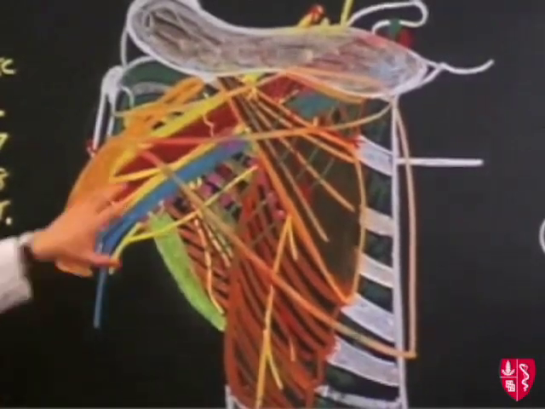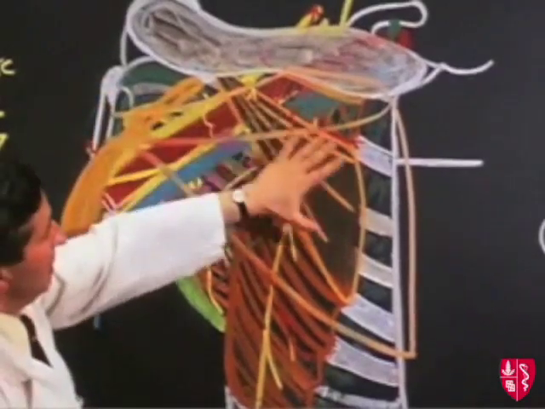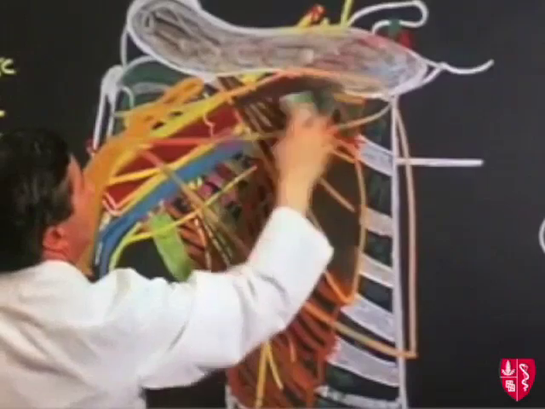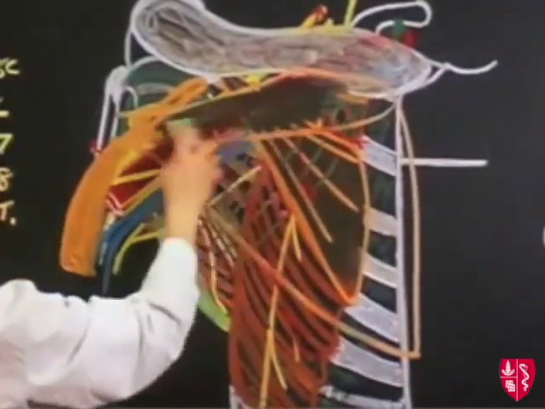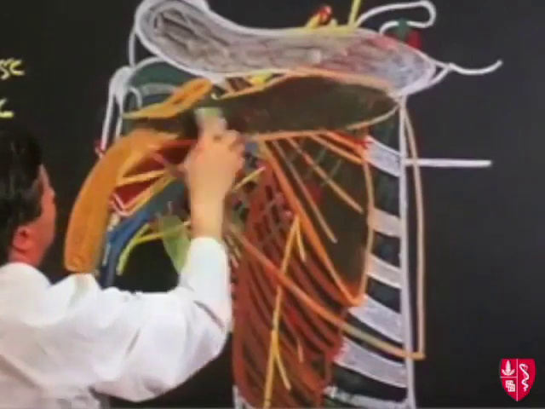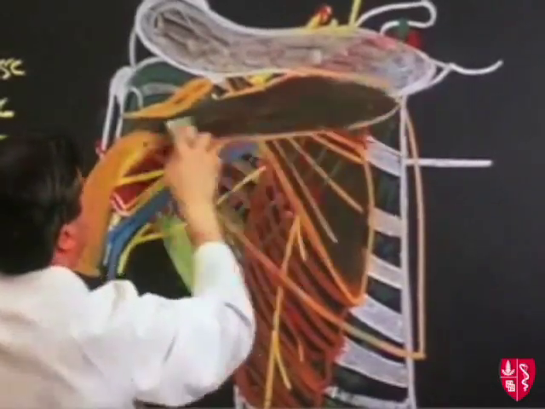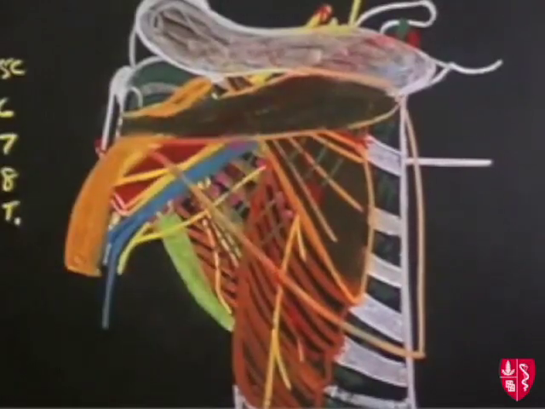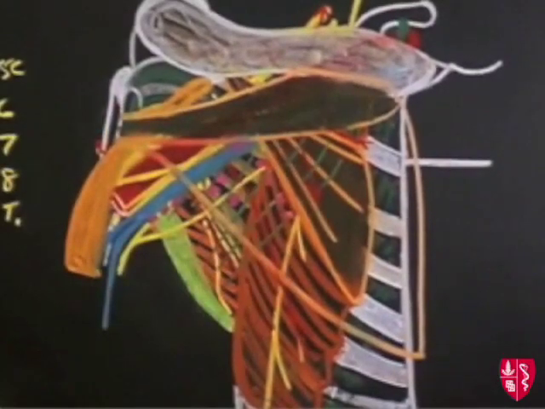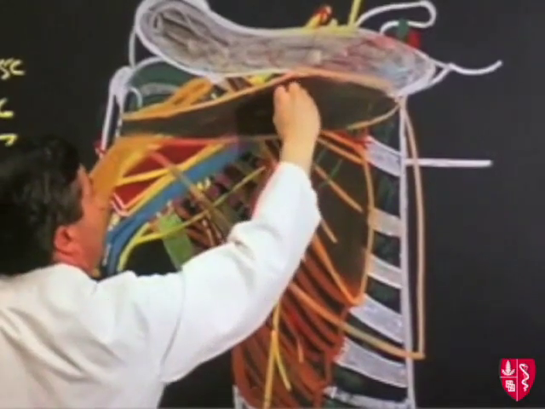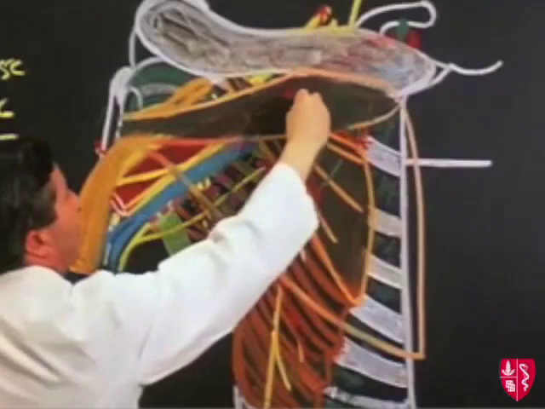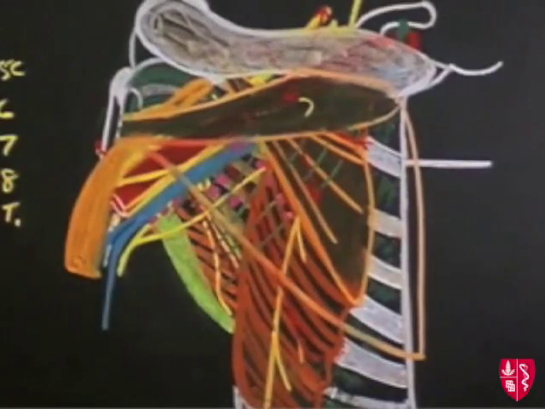We will now erase the structures that lie posterior to the pectoralis major. We have the axillary vessels, the clavipectoral fascia. We'll just remind ourselves that through the clavipectoral fascia we have the thoracoacromial artery coming through, and the lateral pectoral nerve coming through to supply the under aspect of the pectoralis major.